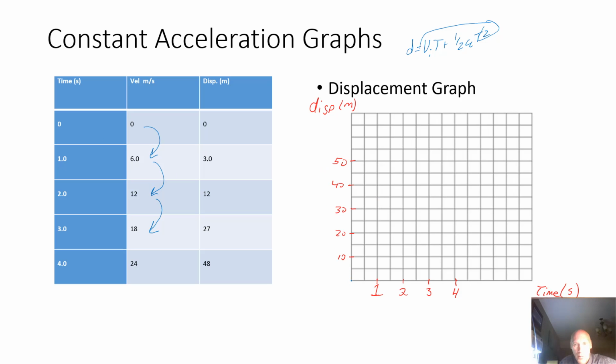So we're at 0, 0. Where are we at 1 second? We're going to be at 3. Try to estimate that right about there. And at 2 seconds, we're at 12. This thing jumps up pretty fast. And at 3 seconds, we're going to be at 27. And at 4 seconds, we're going to be at 48.